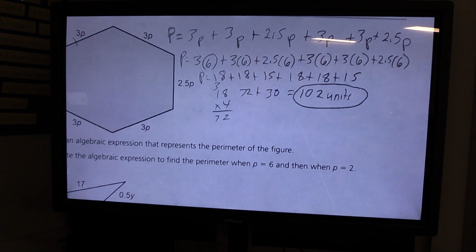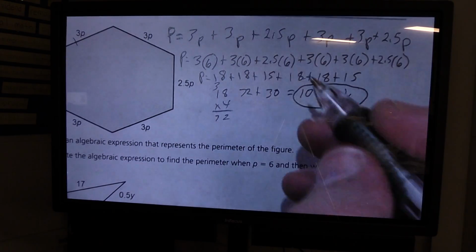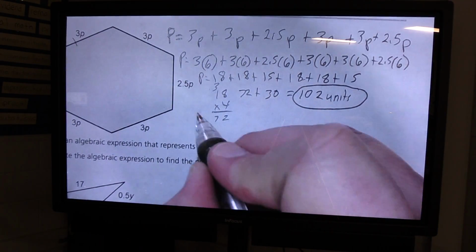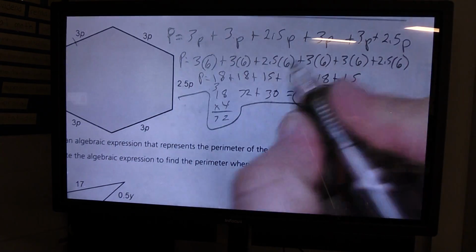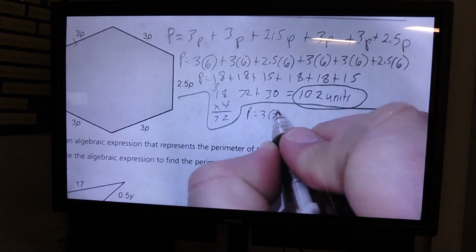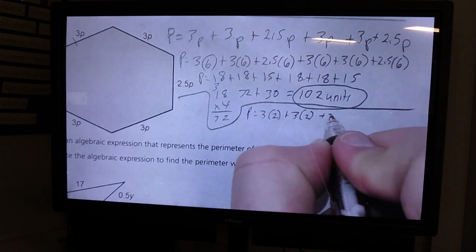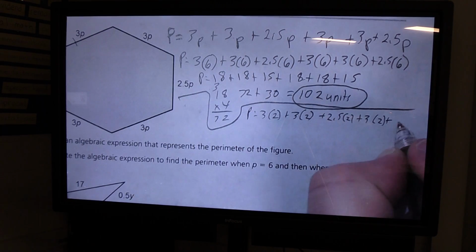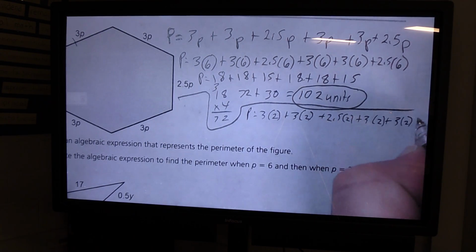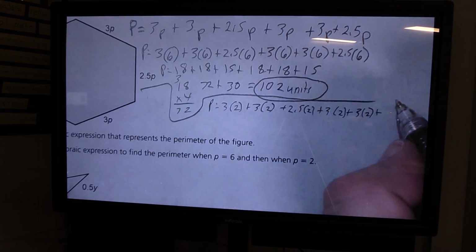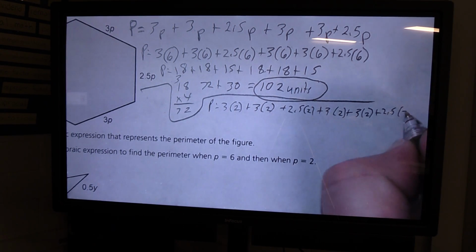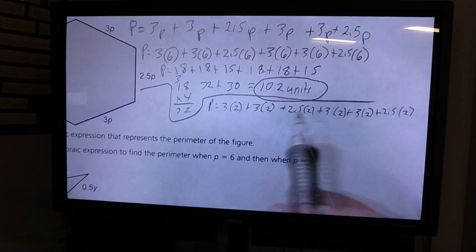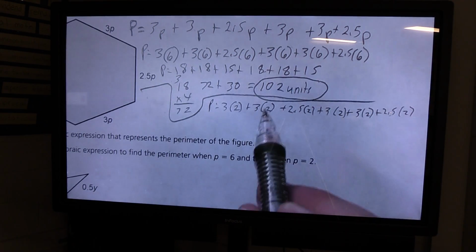Now I'm going to go ahead and plug in 2, because it also wants to know what the perimeter would be when p equals 2. So, perimeter equals 3 times 2, plus 3 times 2, plus 2.5 times 2, plus 3 times 2, plus 3 times 2, plus, I'm going to pull over here so you can see, 2.5 times 2. So let me double check that. I have 1, 2, okay, 1, 2, 3, 4.